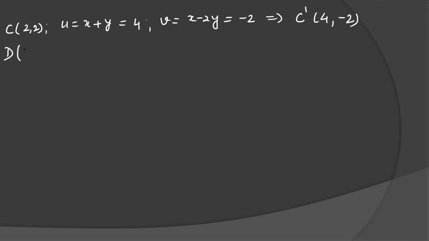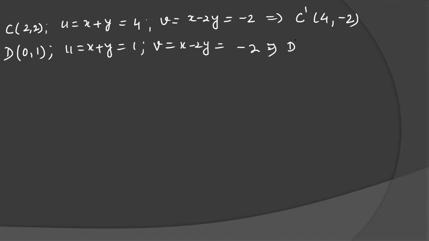And D is your (0, 1). So u is equal to x plus y, that will be 1. And v will be x minus 2y, that will be minus 2. So your D dash, the new coordinate, will be equal to (1, minus 2). Now you draw the region in the UV plane.